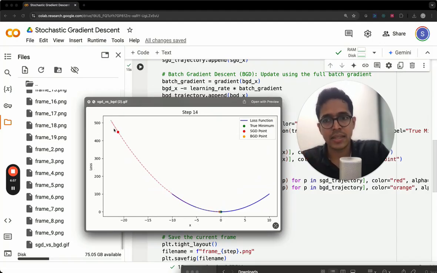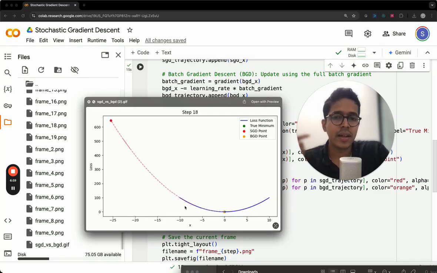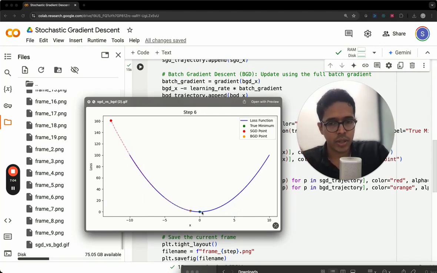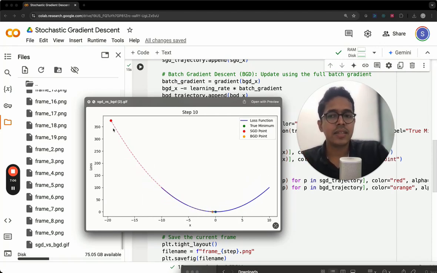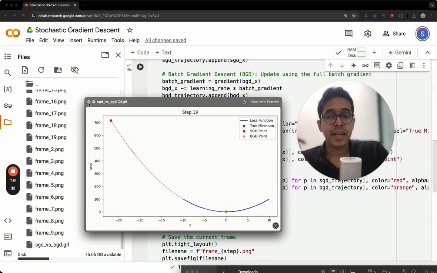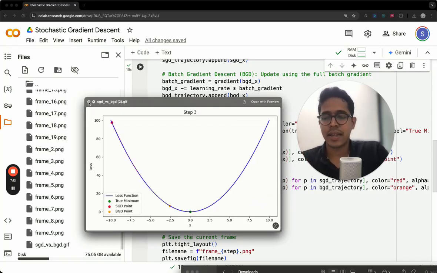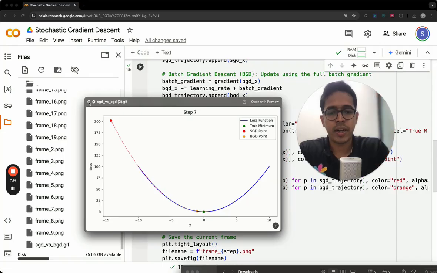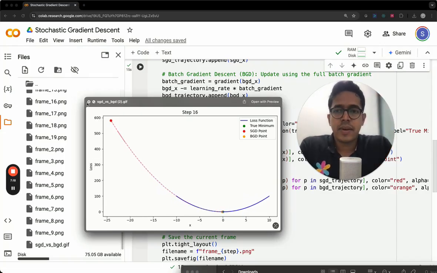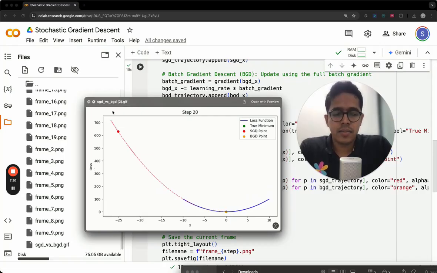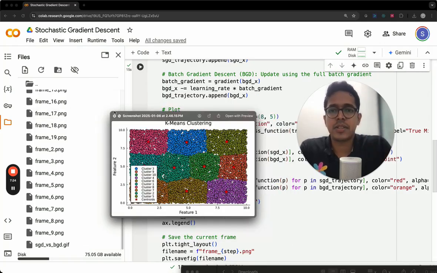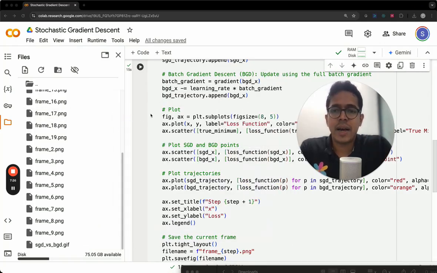Sometimes the loss is increasing, sometimes it's decreasing, but eventually after many iterations, it will have a tendency to fall, to come closer and closer towards the minimum. So this is the reason why the loss can increase, and it can again decrease. There is an oscillating nature because you are randomly taking just one data point from the data set. So I hope this brings a fairly good amount of clarity about the differences between stochastic gradient descent and batch gradient descent.